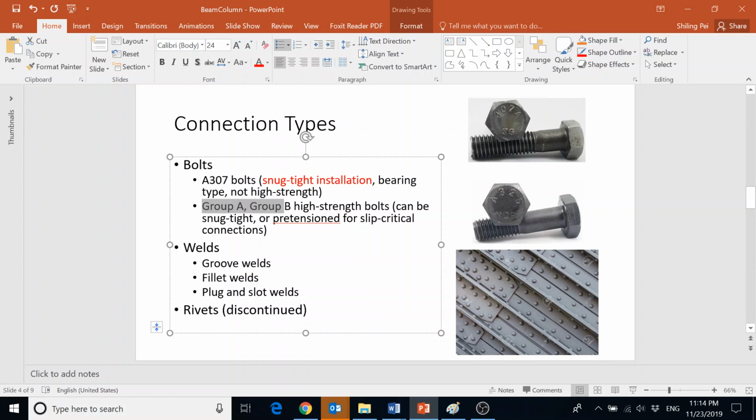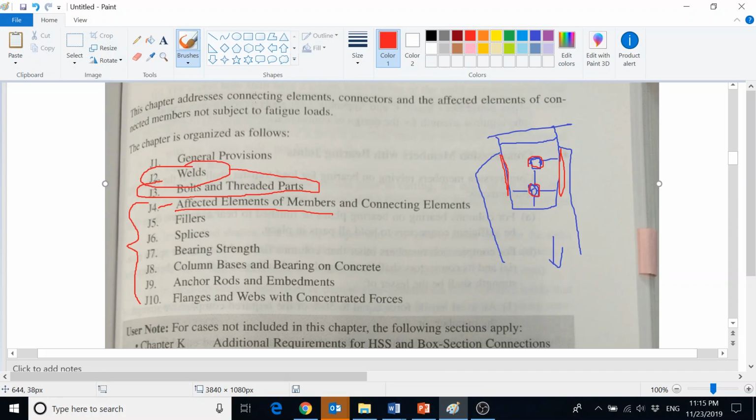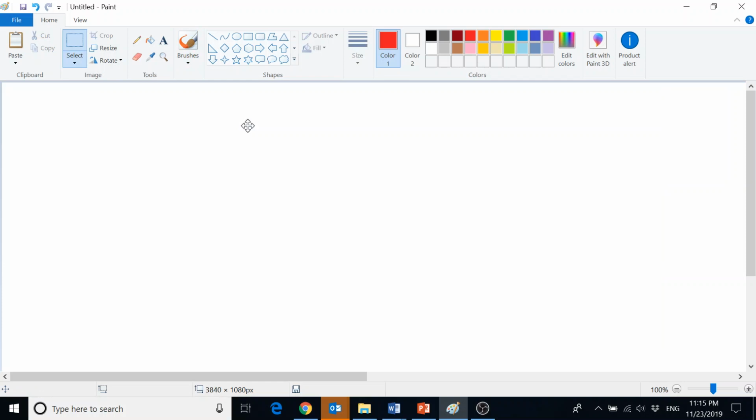Group A and Group B high strength bolts are made of a different material, so they can be post-tensioned. In fact, a lot of the time when you specify those, they are more expensive also. They are for what we call slip critical connections. This type of connection, I'll draw a kind of picture. Let's explain that.